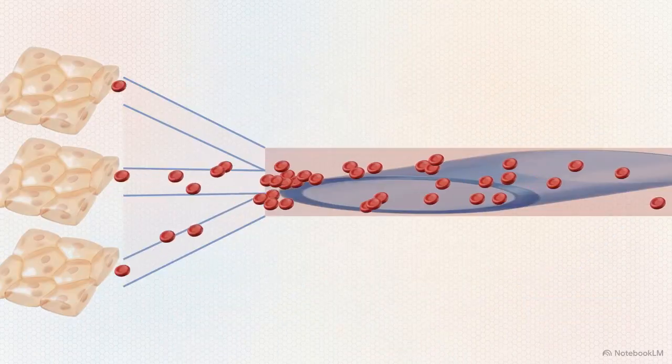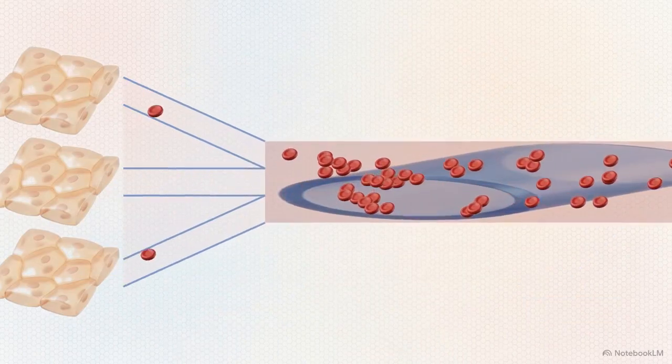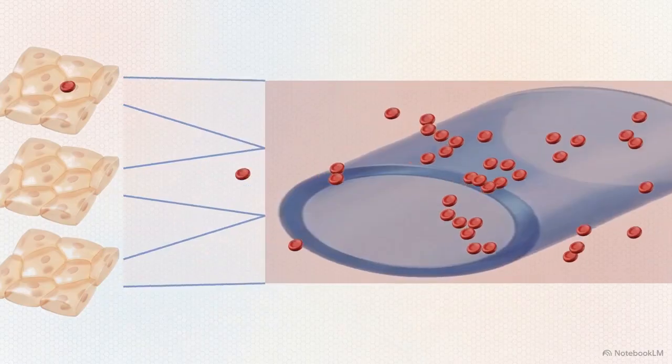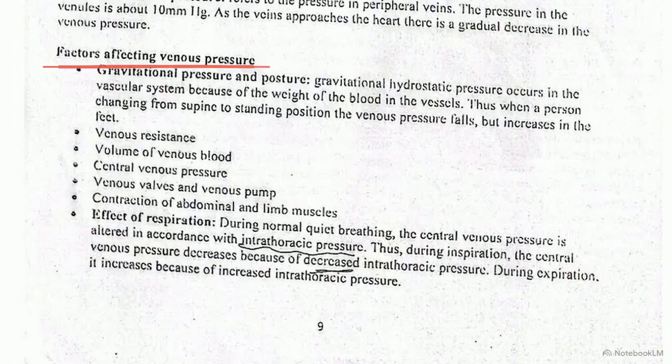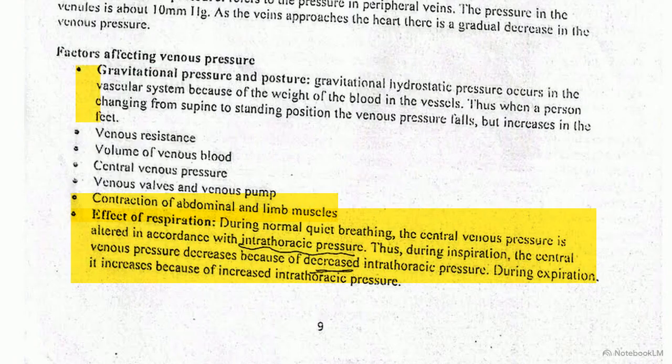Once blood exits the capillaries, it gathers in the venous system. Veins are highly distensible, low-resistance vessels that store roughly 60 to 70 percent of the blood. To push this blood back to the heart, the body relies on physical forces detailed here, like muscle contractions, changes in intrathoracic pressure during breathing, and the gravitational pressure of your posture.